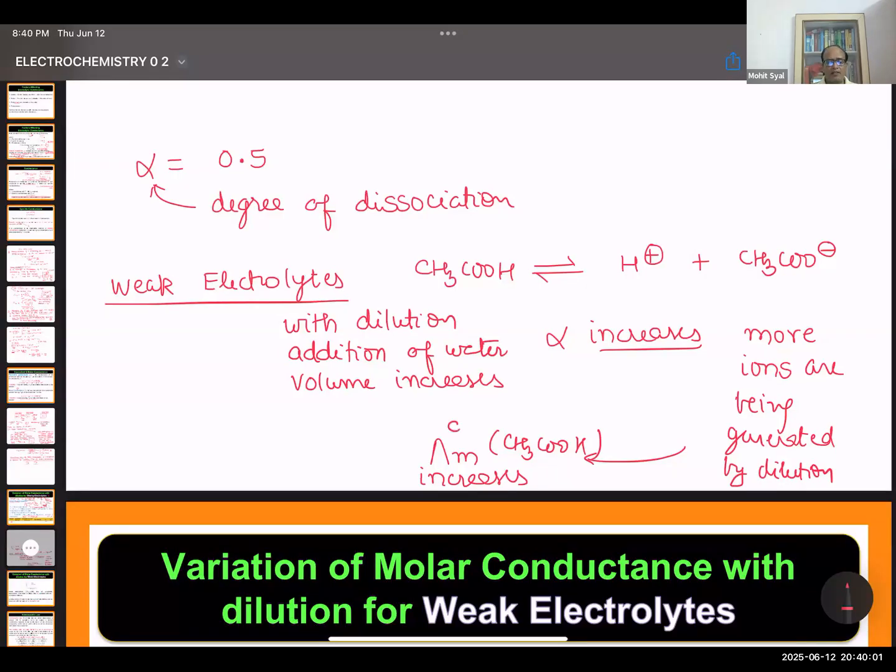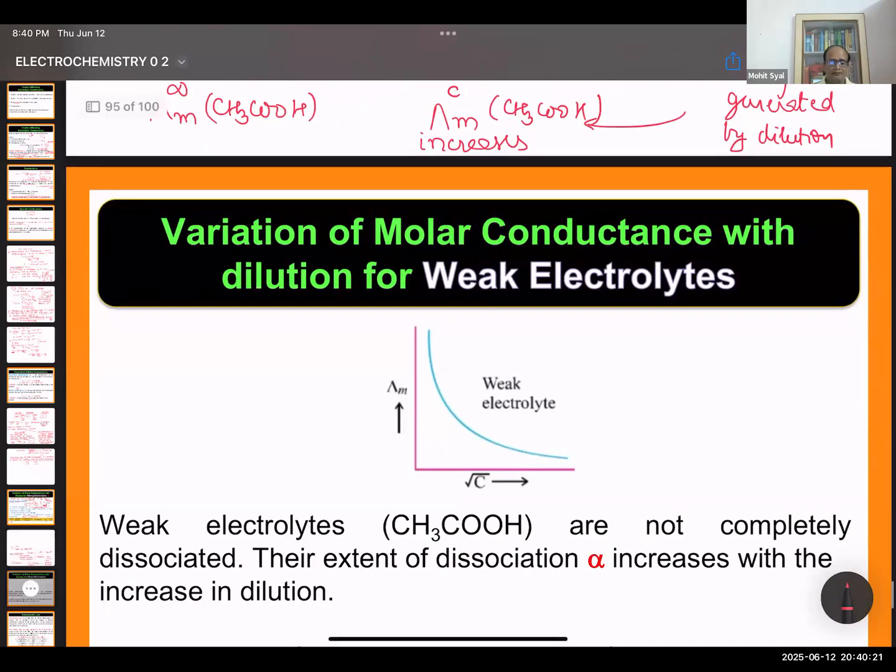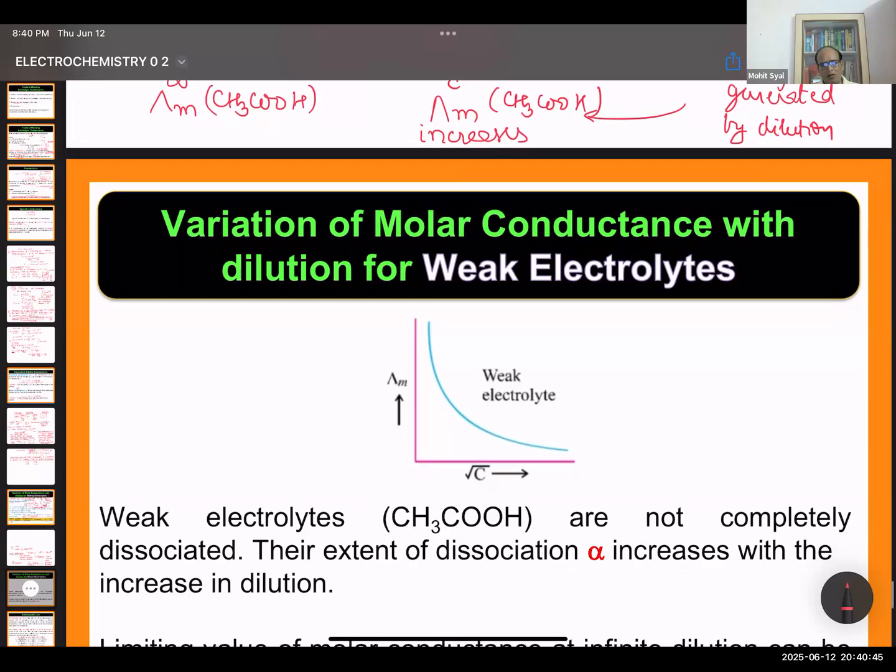At a given concentration, it reaches its maximum value. This is known as the limiting value of the molar conductance of acetic acid. But the problem is the graph. The nature of the graph is not a straight line. It is very weird, just like this. We are comfortable with the straight line graph, but we are not comfortable with this kind of graph.